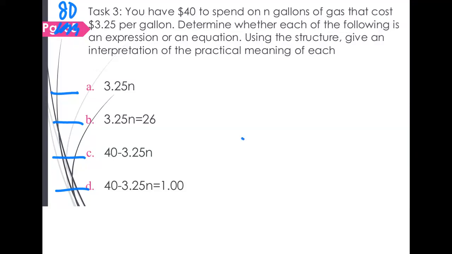On page 80, after you have determined, put over to the side maybe EX for expression and EQ for equation. Okay? Do that first. Tell me whether each one is expression or equation. Then, looking at that expression or equation, give me an interpretation of the practical meaning of each. What is going on for each of those structures, as they say?